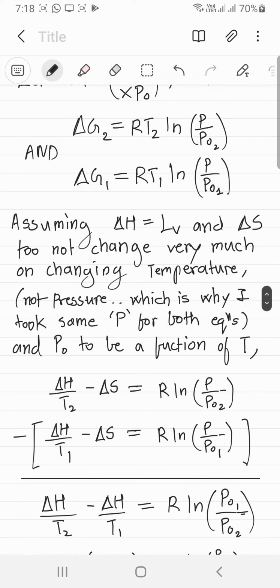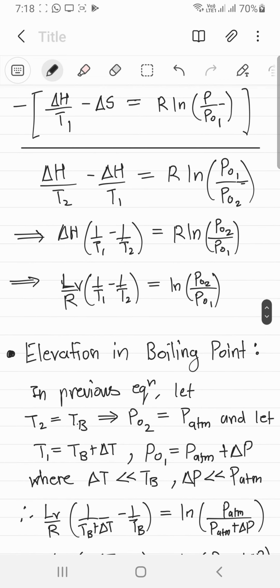Okay, so now using delta G equals delta H minus T delta S and dividing this thing by the temperatures respectively, you can get these two equations and then subtract the lower equation from the upper one, and you get this thing. So it's basically like the Van't Hoff equation, just instead of delta H, you are putting the latent heat of vaporization in this case.